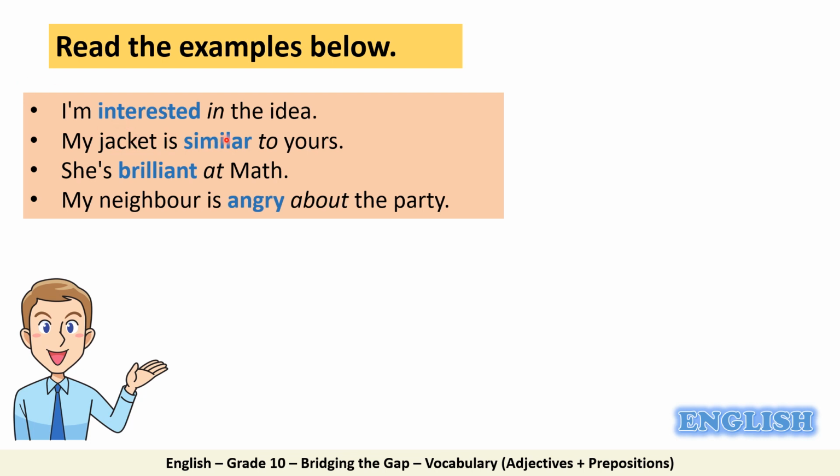Correct. The answer is preposition. In, to, at, about. As you can see in the above sentence, the words in blue are adjectives and they are immediately followed by preposition.